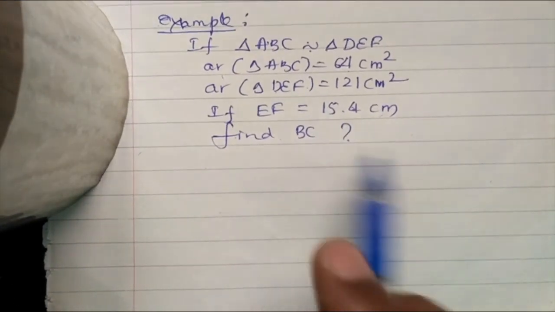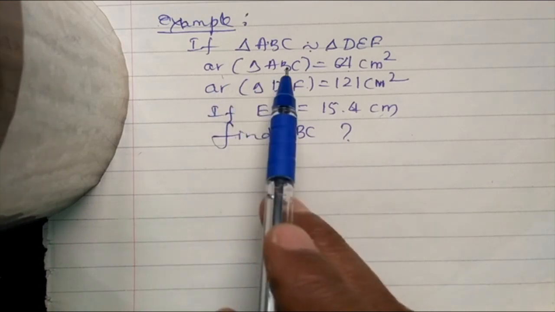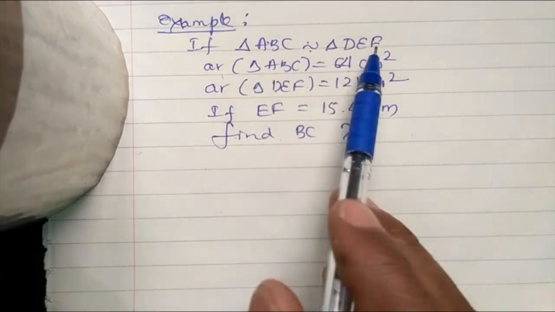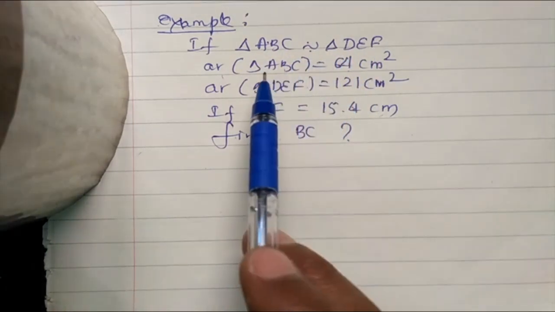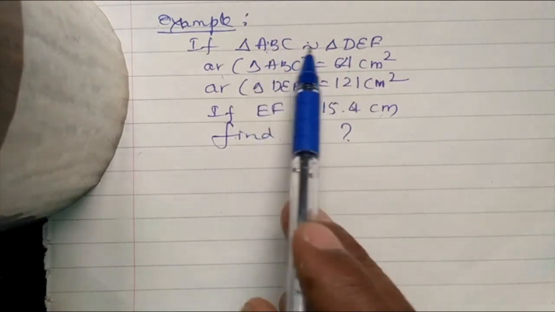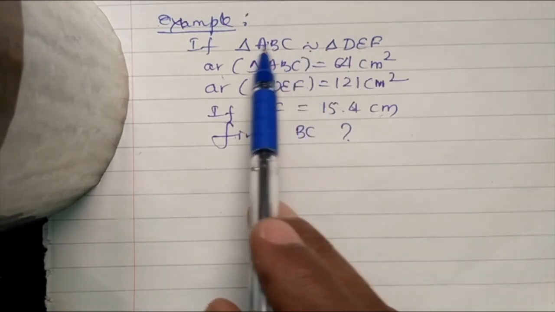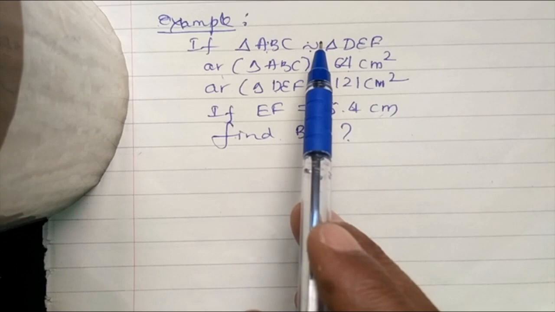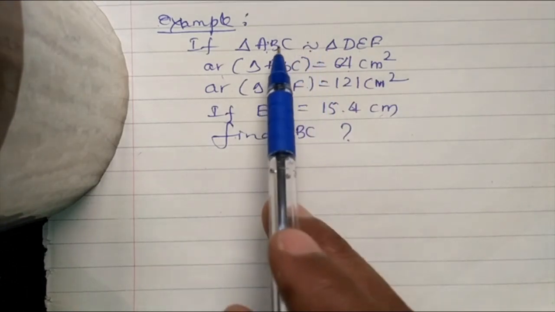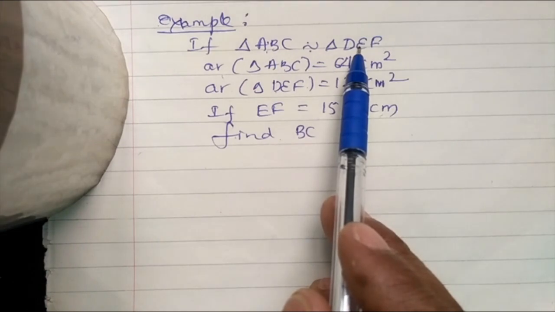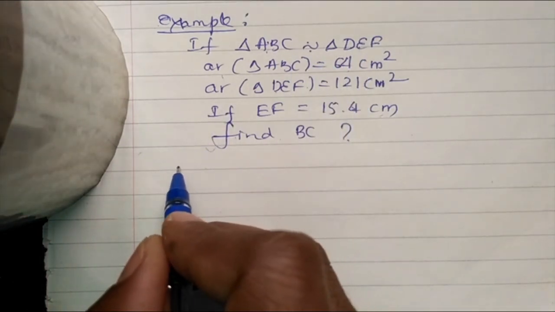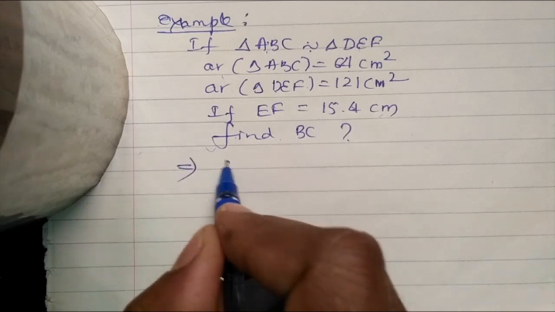See, as I told, when you are going for the areas of two triangles, first we need to prove those two triangles are similar. But in this case, you need not show it, because the triangles are already given as similar. If triangles are not similar, first prove they are similar, then go for their areas. But here the triangles are already similar, so you need not prove it, directly go for area. We know that, so we go for the solution.